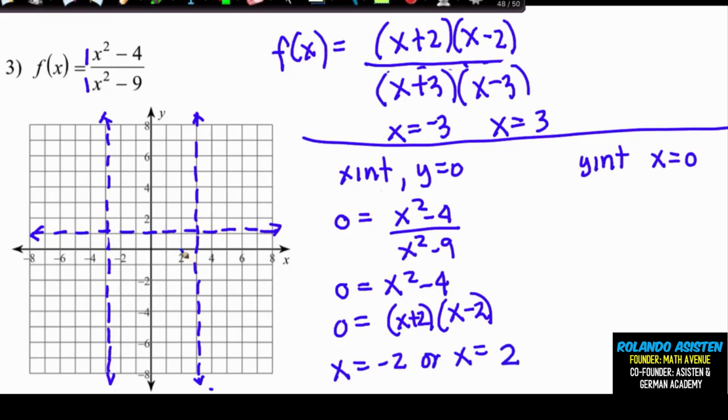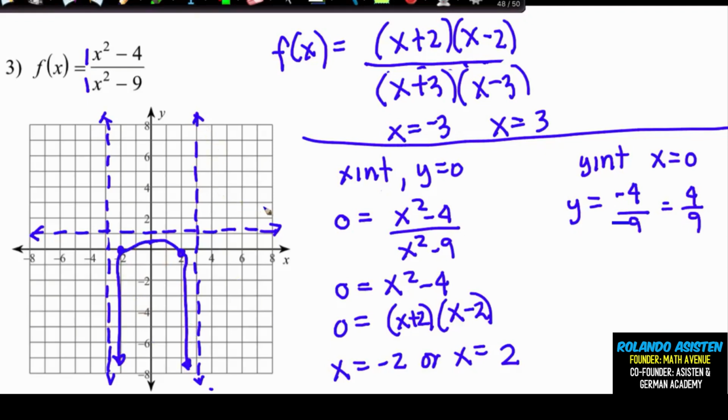So the graph will cross these 2 points. For the y-intercept, we let x be equal to 0. So if you let x be equal to 0, you have y equals 0 minus 4, so negative 4, over 0 minus 9, so you got positive 4 over 9. Positive 4 over 9 is somewhere here. It's less than 1/2. So that would now be the first part of the graph.